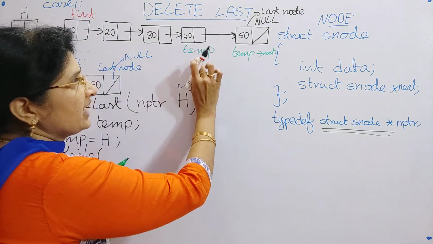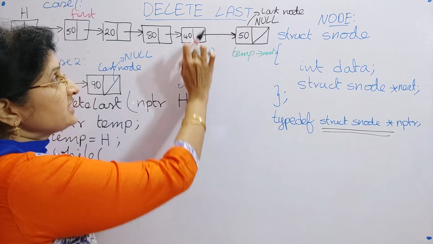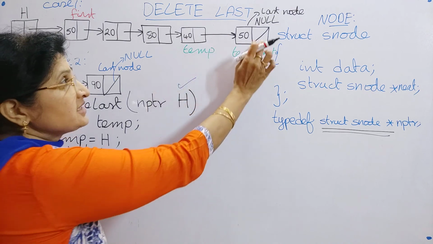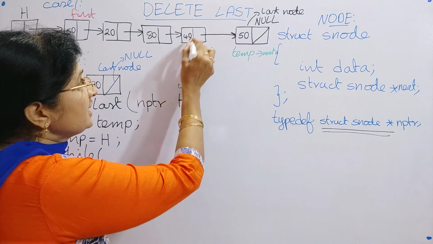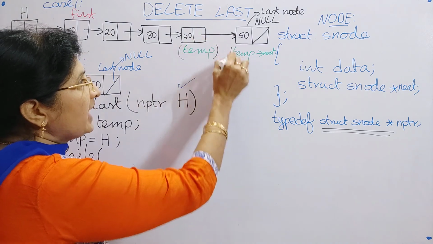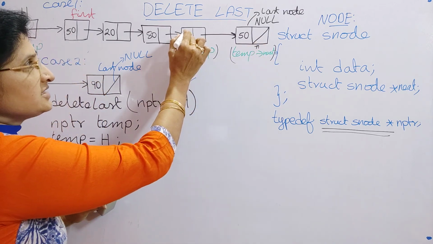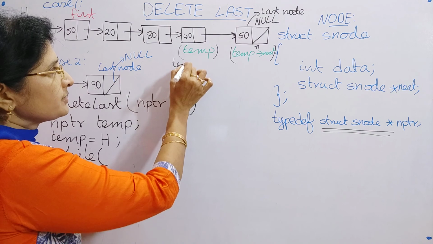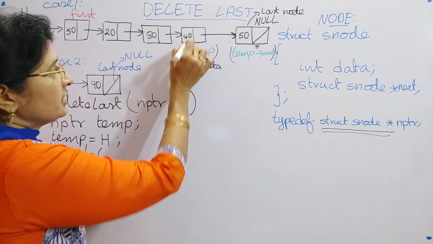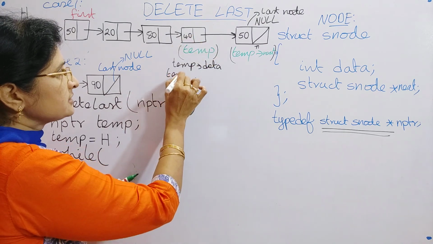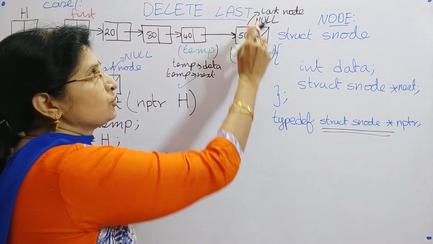So how can you check if you want to stop the loop here? You can check the temp next. If temp next is equal to null, then this temp will stop here, isn't it? Because the last node's next contains null. So now this is the address of this node, and this is the address of this node. Suppose if you want to access the data of this one, you will give it as temp data. And if you want to access the next of this one, you will give it as temp next.